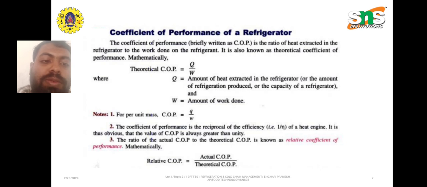Relative COP is given by actual COP by theoretical COP. The ratio of the actual COP to the theoretical COP is also known as relative coefficient of performance. Here, the coefficient of performance is the reciprocal of efficiency of a heat engine. It is thus obvious that the value of COP is always greater than unity.